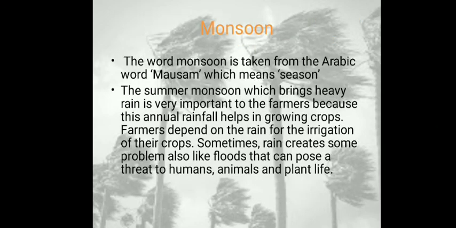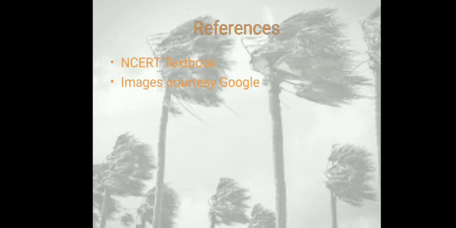Now monsoon is a word that has come from an Arabic word called Mausam, which means season. Monsoon brings rain, as you know. The summer monsoon, which brings heavy rain, is very important for the farmers because this annual rainfall helps in growing the crops, and farmers depend on rain for irrigation of their crops. But sometimes this rain also creates a lot of problems like floods, which can pose a threat to human, animal and plant life. So that is about this video.